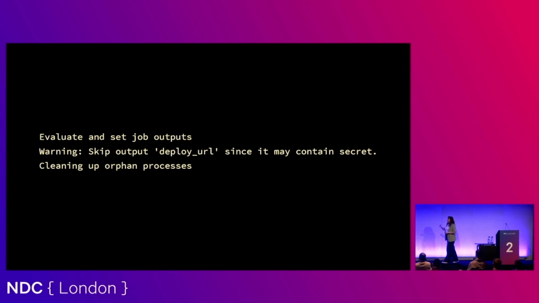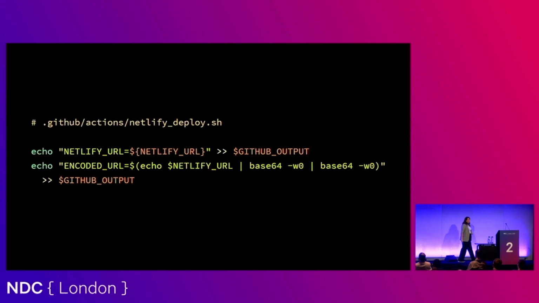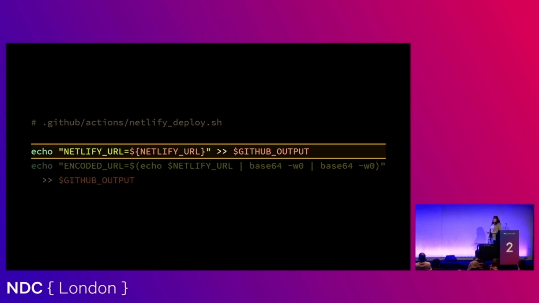And in my case, I ran into this again because I'd forgotten about it. The deploy URL will not get passed from the build job to the test job because GitHub says that might be secret. So where we've gone through and set the Netlify URL and passed it out to the output, this is the bit that it thinks is secret.